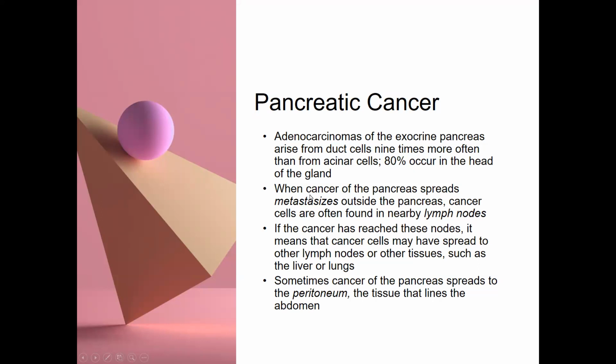If it spreads, it's going to go to lymph node first, and then lymph flow, and then from lymph flow, it'll spread to other organs. But if it metastasizes, it's going to typically go to lymph node. It could go to peritoneum, but that's more rare. So I would remember pancreatic cancer, adenocarcinoma, duct cells, and the head of the gland. That's what I would associate with those.